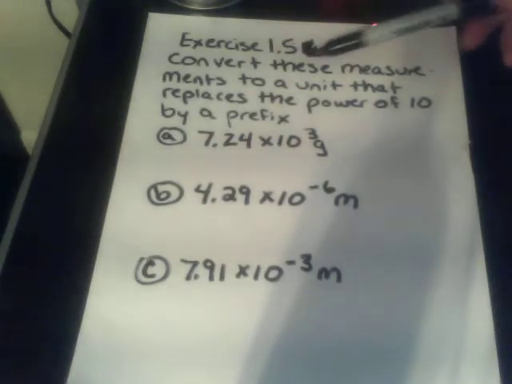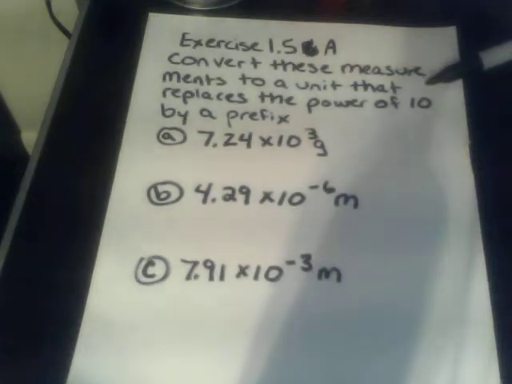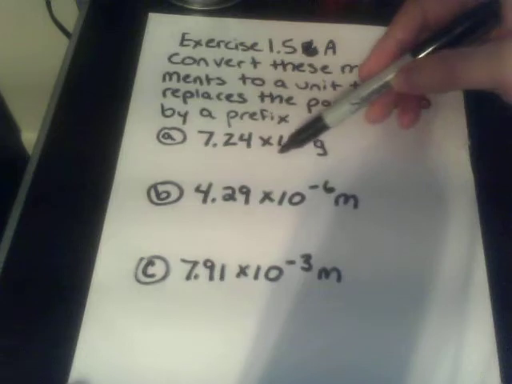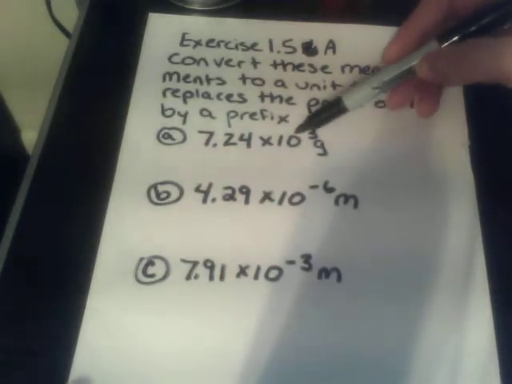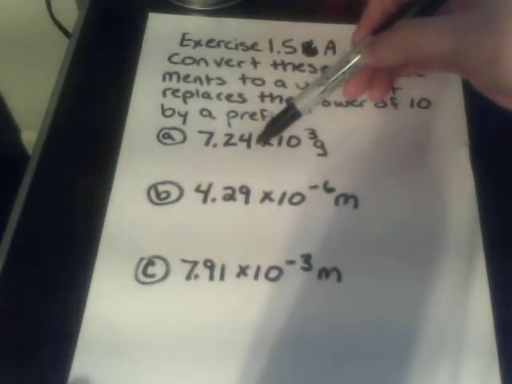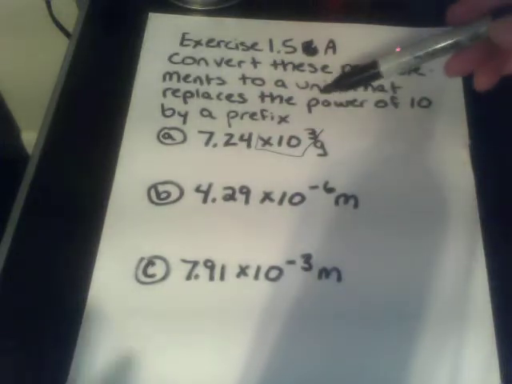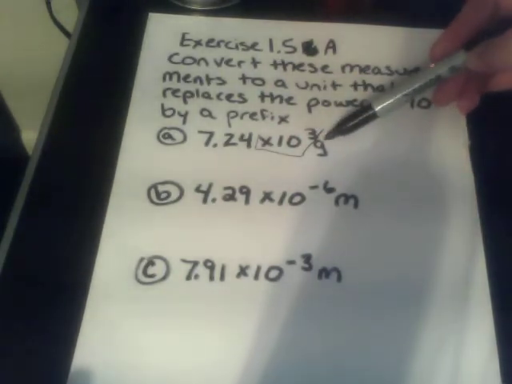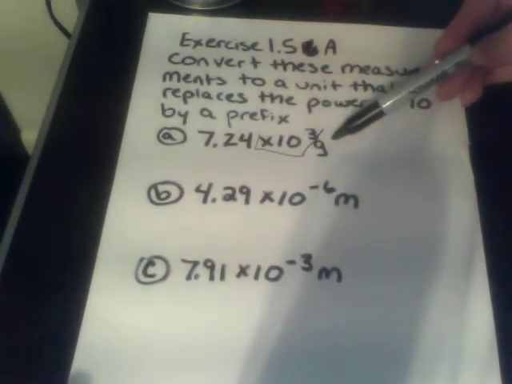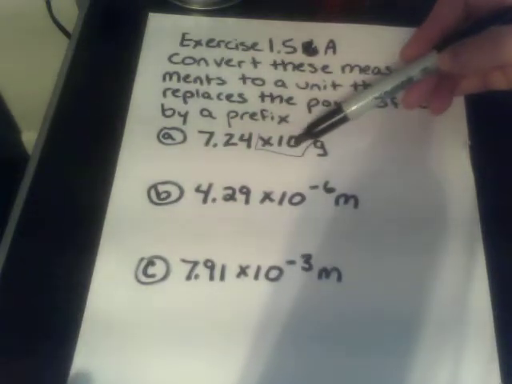So the problem has you convert these measurements to a unit that replaces the power of 10 by a prefix. So our goal is to get rid of this times 10 to the, right? So I'm basically going to be finding what the times 10 to the is in my chart. So again, it's good to review, but this is unit of grams. So we have 7.24 times 10 to the 3 grams. So I want to know what this is if I were to look at the chart.